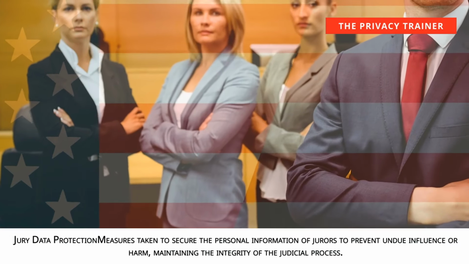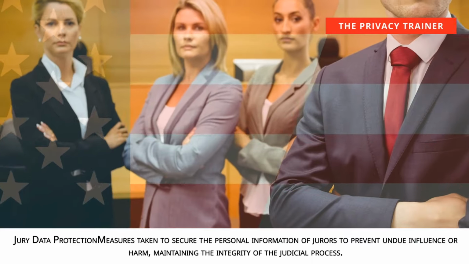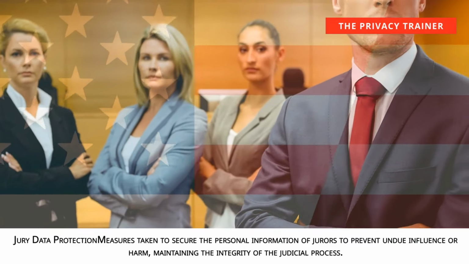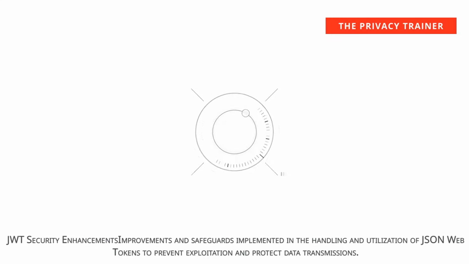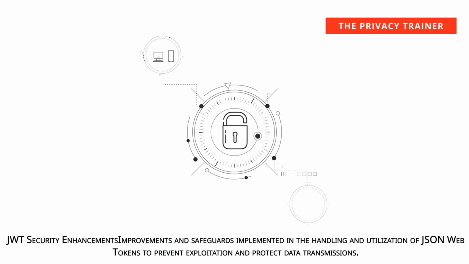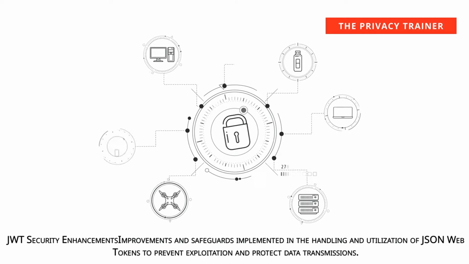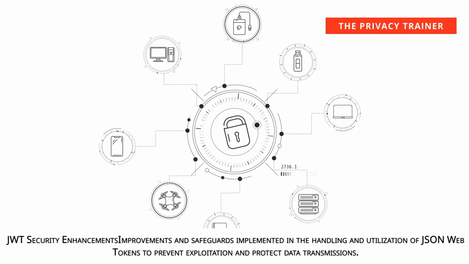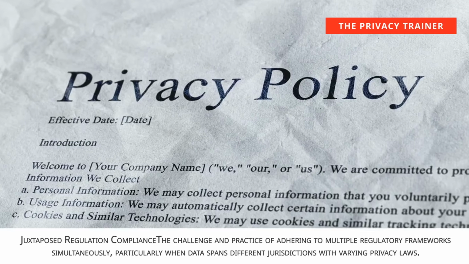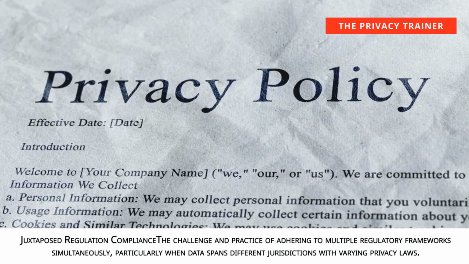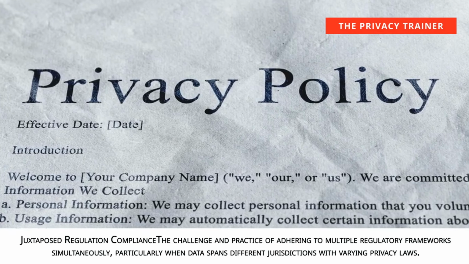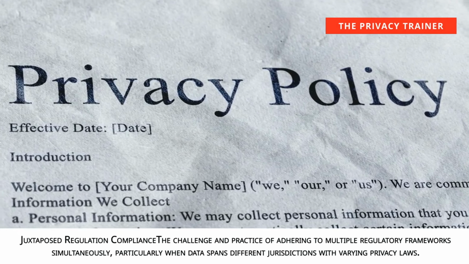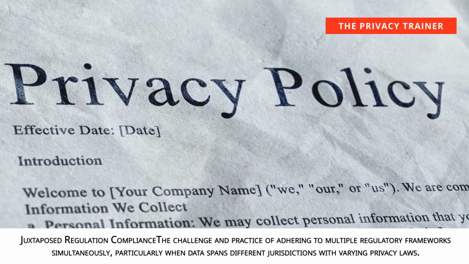Jury data protection: measures taken to secure the personal information of jurors to prevent undue influence or harm, maintaining the integrity of the judicial process. JWT security enhancements: improvements and safeguards implemented in the handling and utilization of JSON Web Tokens to prevent exploitation and protect data transmissions. Juxtaposed regulation compliance: the challenge and practice of adhering to multiple regulatory frameworks simultaneously, particularly when data spans different jurisdictions with varying privacy laws.